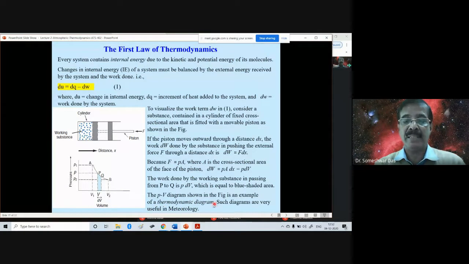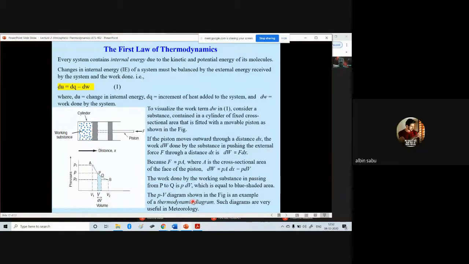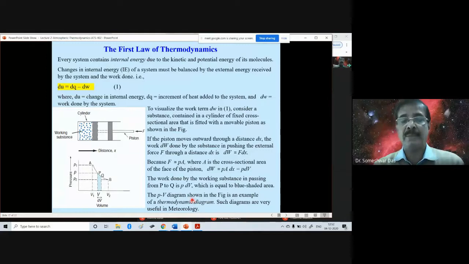Have you heard about these thermodynamic diagrams earlier? Have you studied it? No, sir. Yes, sir. Some of you say yes, some of you say no. Okay, so fine.